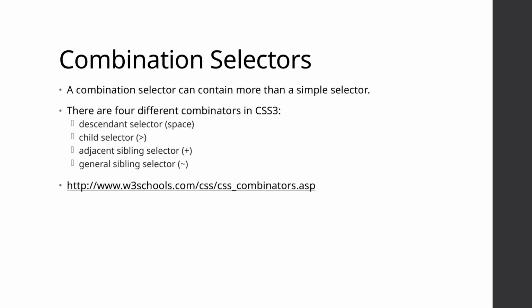Combination selectors enhance styling precision by using combinators. The descendant selector targets elements within a specified ancestor. The child selector selects direct children. The adjacent sibling selector targets the immediate sibling, while the general sibling selector applies to all siblings. These tools refine element targeting for efficient styling. View the examples on the next few slides.